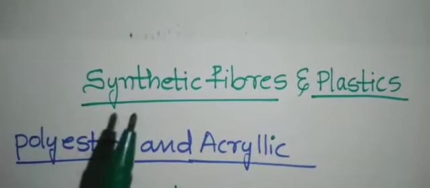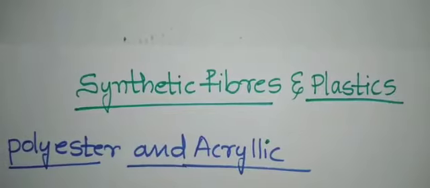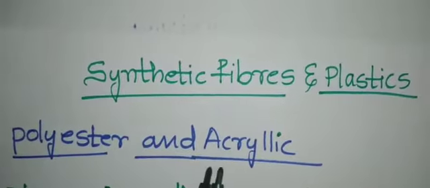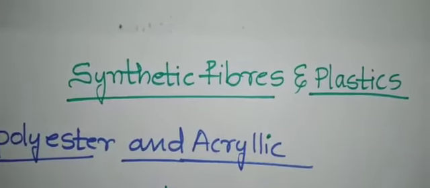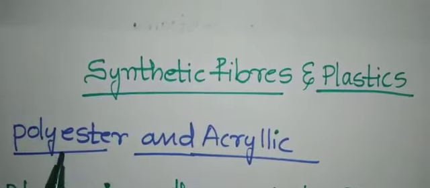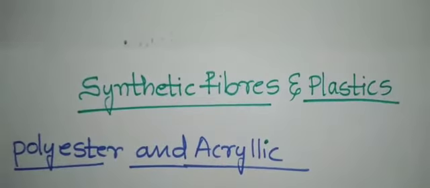We are learning the chapter Synthetic Fibers and Plastics. In the previous class we learnt about rayon and nylon fibers, right? They both are synthetic fibers. And in today's class we are going to study about polyester and acrylic fibers.